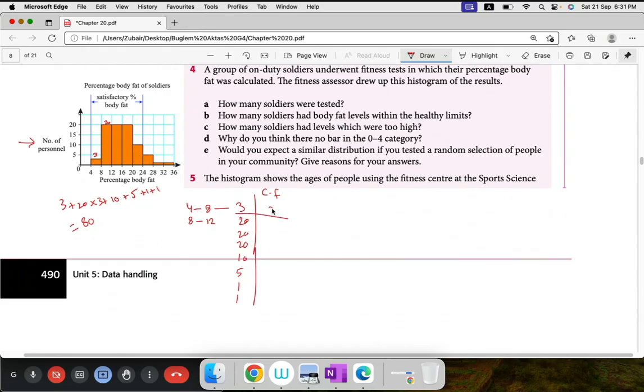So what would be my cumulative frequency? 23, 43, 63, 73, 78, 79, and 80. So if I ask, in percentage of body fat, how many were there less than 12%? You would say 23. How many of them were less than 20% body fat? You would say 63. Okay, so it is possible.